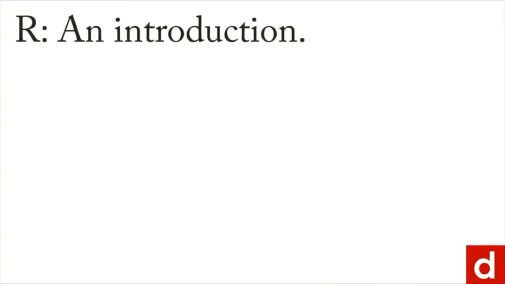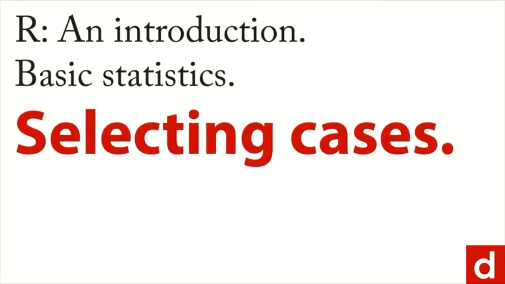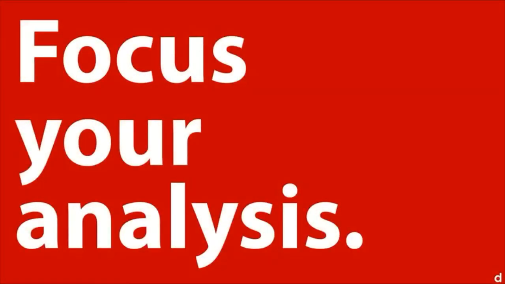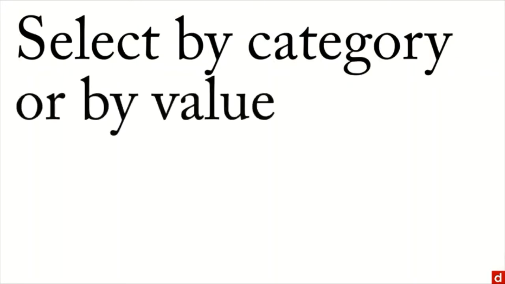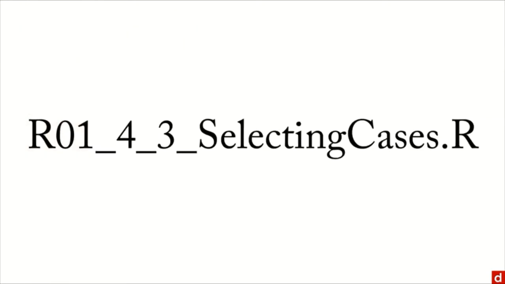To finish up our section in R, an introduction on basic statistics, let's take a short look at selecting cases. What this does is it allows you to focus your analysis, choose particular cases, and look at them more closely. Now in R, you can do this a couple of different ways. You can select by category if you have the name of a category, or you can select by value on a scaled variable, or you can select by both. Let me show you how this works in R. Just open up the script and we'll take a look at how it works.